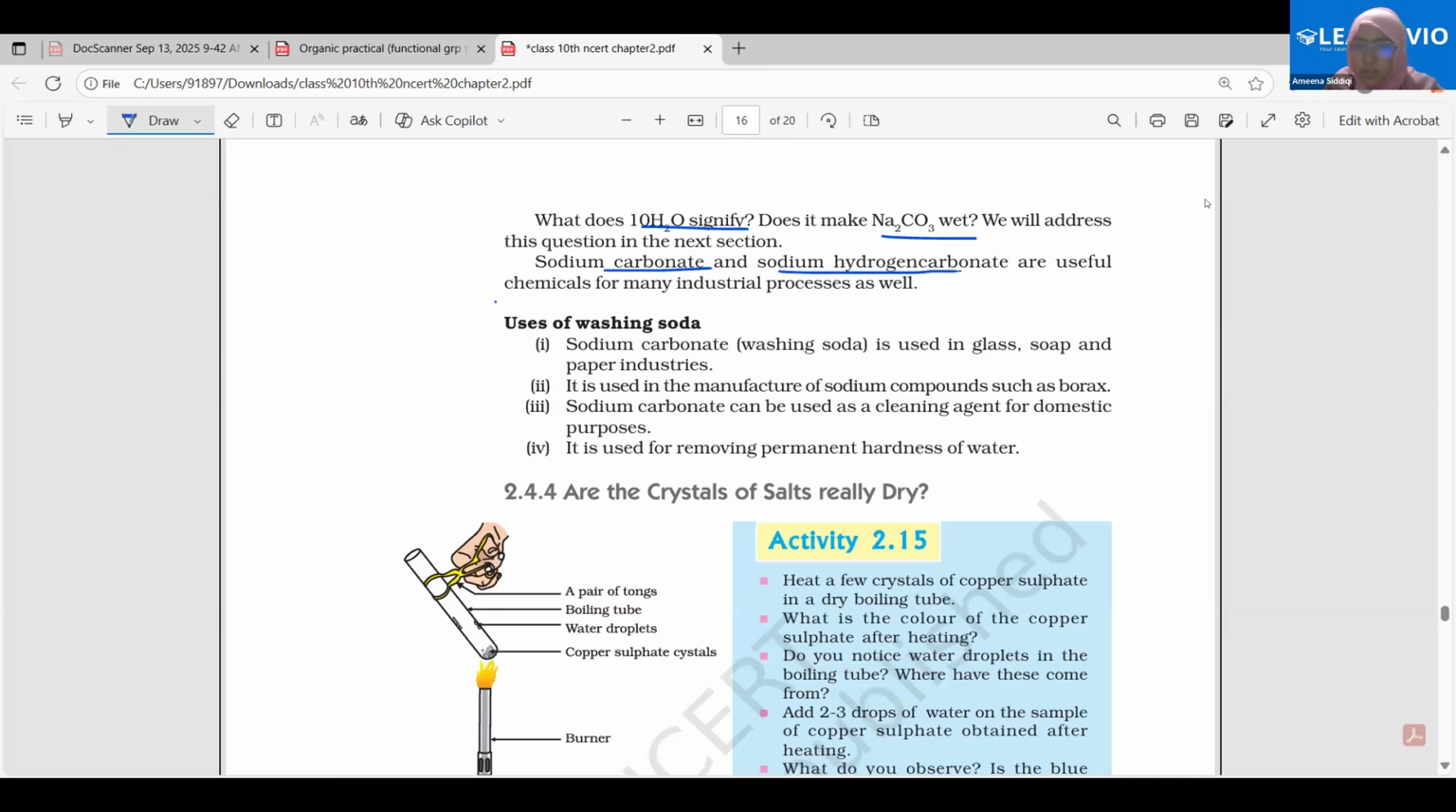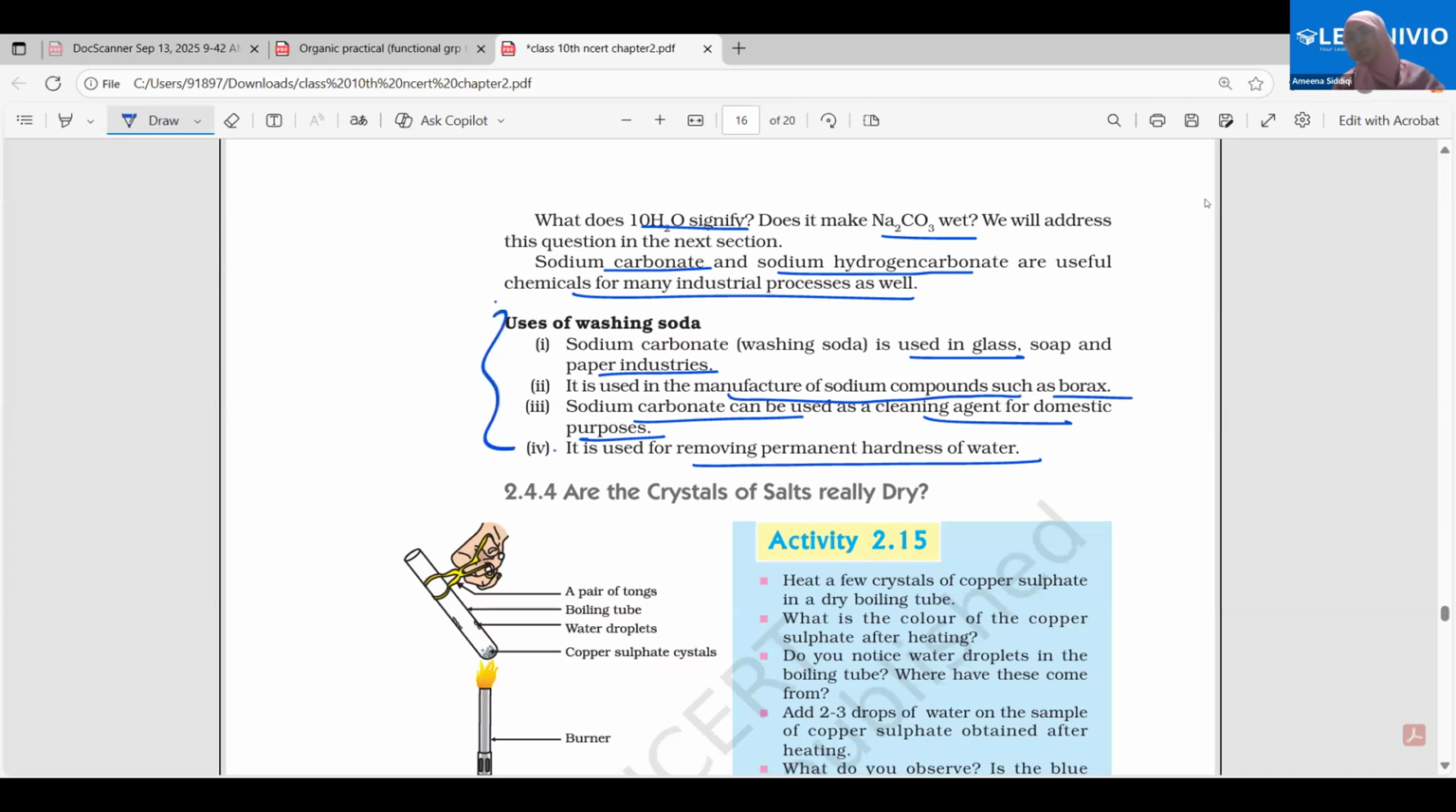Sodium carbonate and sodium hydrogen carbonate are useful chemicals for many industrial processes as well. Sodium carbonate is used in glass, soap, and paper industries, obviously for various purposes. It is used in the manufacturing of sodium compounds such as borax. Sodium carbonate can also be a cleaning agent for domestic purposes, for removing permanent hardness of water. Simple. You will have to learn some of the uses here.